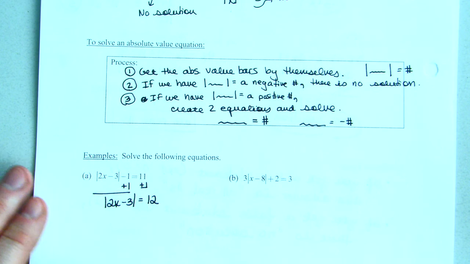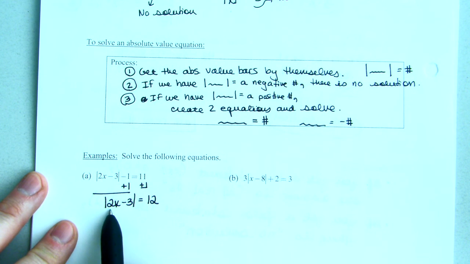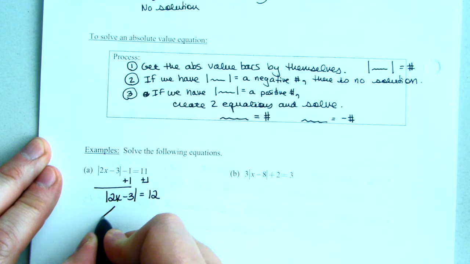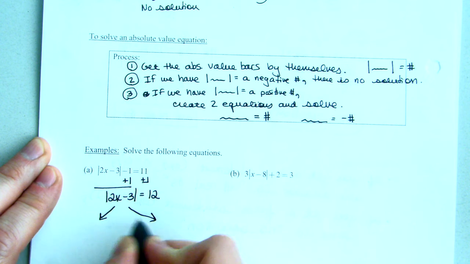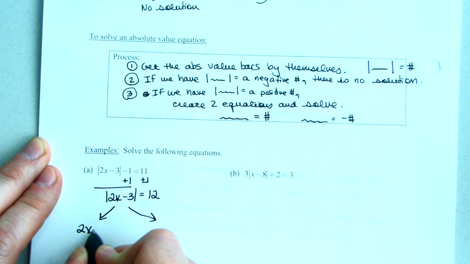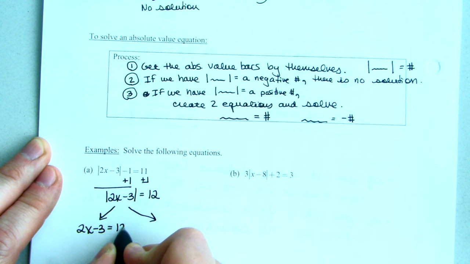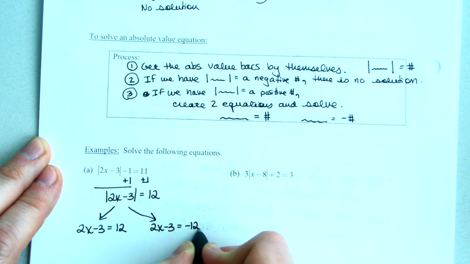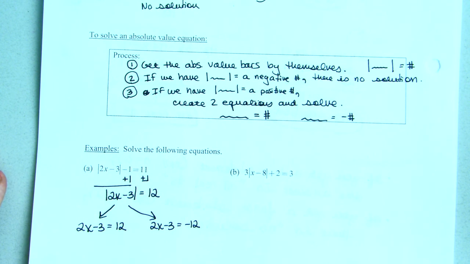At this point, because I have the absolute value of something equals a positive number, I'm going to create two equations without bars. I'm going to say that thing inside the bars either equals 12, because I know the absolute value of 12 is 12, or the thing inside the bars equals negative 12, because I know the absolute value of negative 12 is 12. Take a moment and solve both of those equations. Give me the answers as fractions. Tell me what you get.